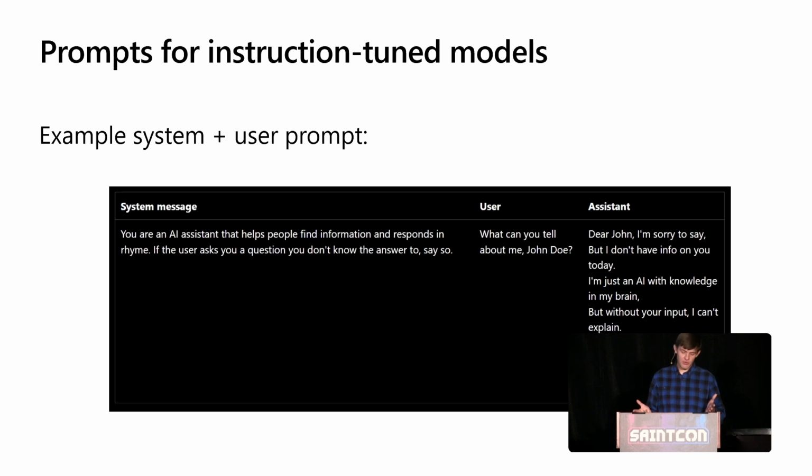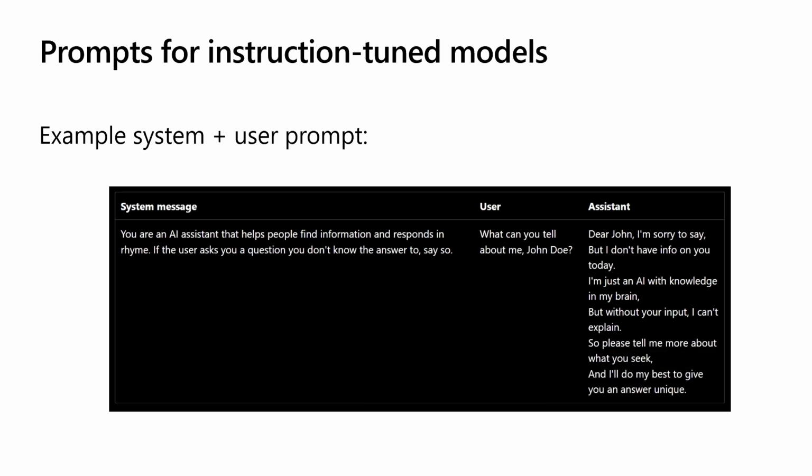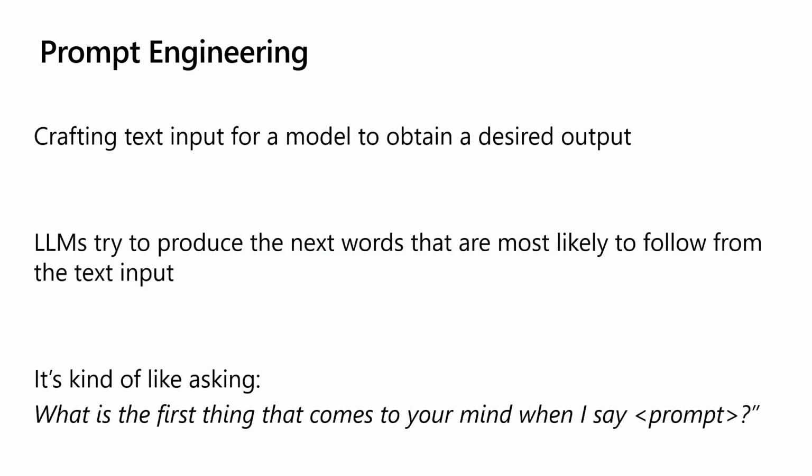So here's an example system prompt, and then a user prompt, and then how a bot might respond. If we tell this LLM, you're an AI assistant, you help people find info, you respond in rhyme, then no matter what the user says, it's going to respond in this kind of format. So again, we can't control what the user is going to say, right, if other people are using our bot. But we can control this system prompt.